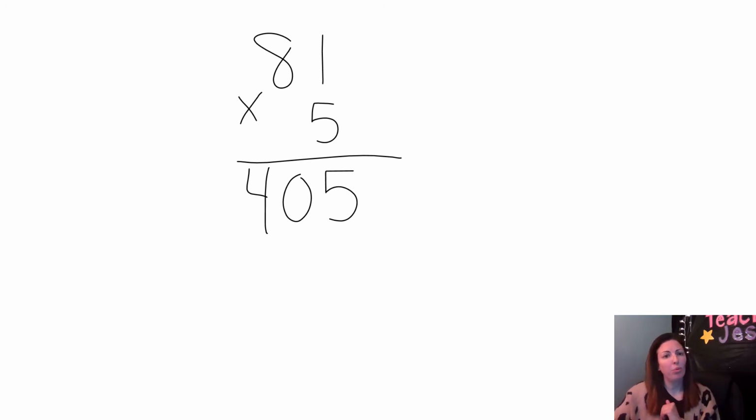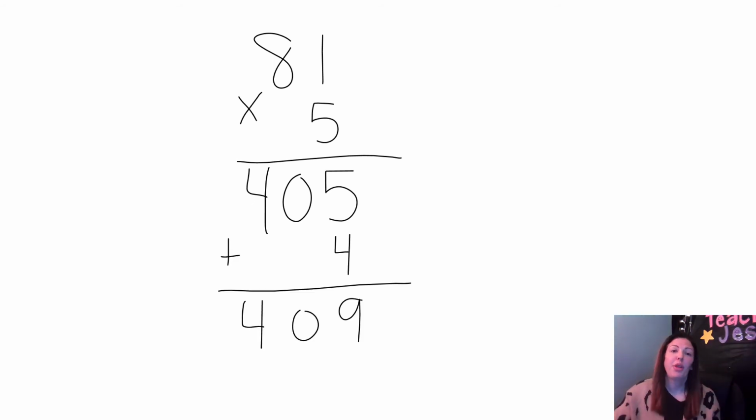However, that's not what we started with. We started with 409. So did we do something wrong? Or we forgot that we had a remainder. And our remainder was 4. So we have to take our 405 and add our remainder to it. Once we add that remainder of 4 to our 405, we get 409.